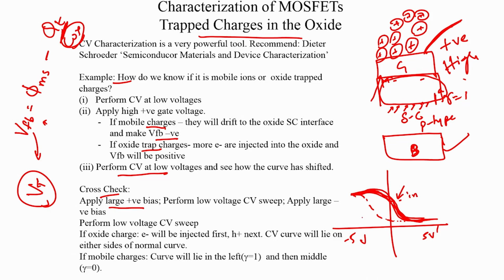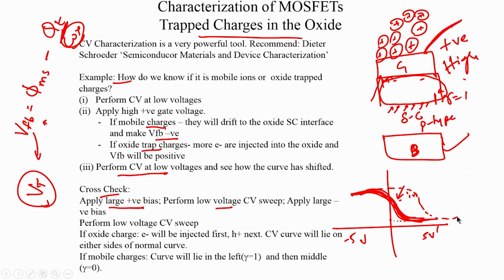We do not know this and therefore, we are oscillating around this point, and when we apply very large positive bias the curve will go this way, and when we apply very large negative bias the curve will go the other way, in the sense it will get back to where it was. The threshold voltage will not become hugely large, it will not become heavily positive. But on the other hand, if it is oxide trap charges, when we apply very large positive bias and then perform low voltage CV measurement, we would have injected electrons and you will find that the curve has shifted to the right.